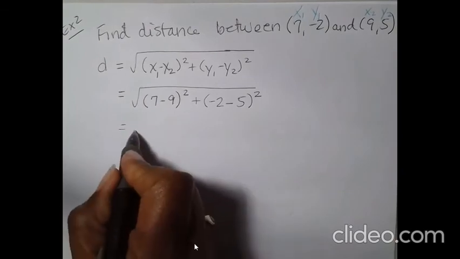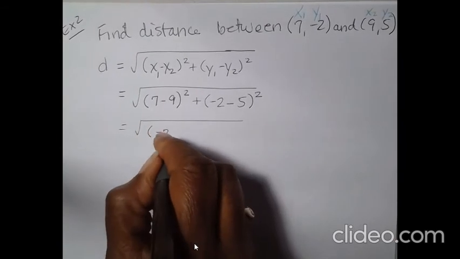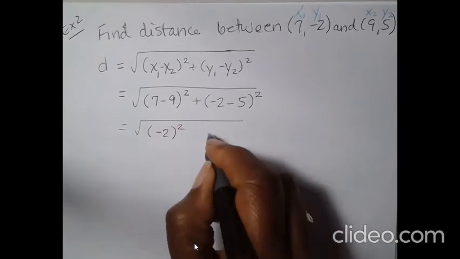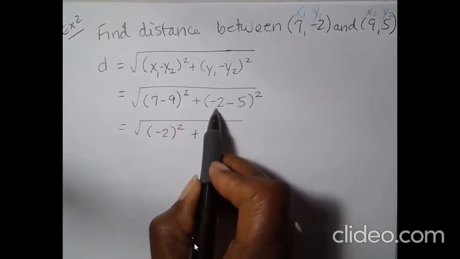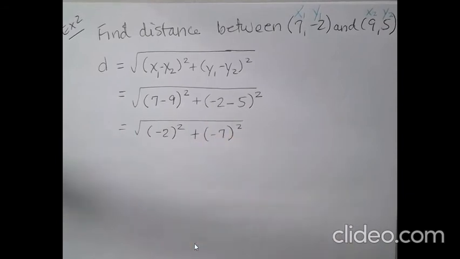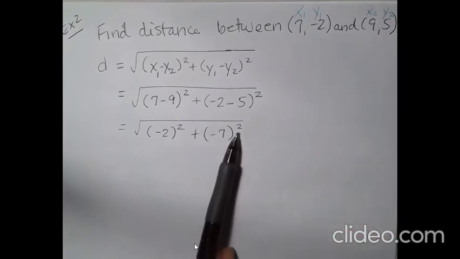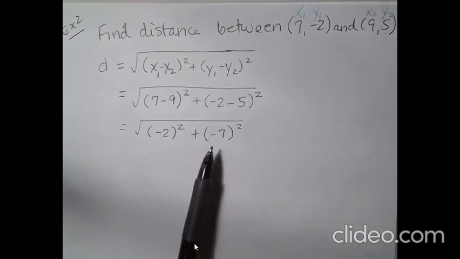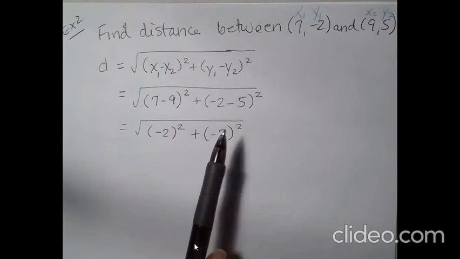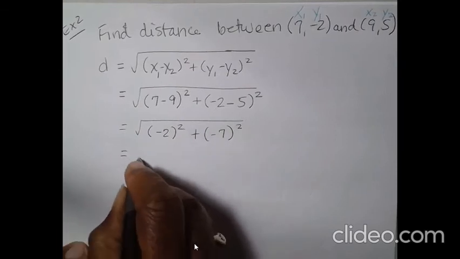So equals the square root of 7 minus 9 is negative 2 squared plus negative 2 minus 5 is negative 7, also squared. Why it doesn't matter which one you make 1 and 2 is that once you square it, it doesn't matter if it's negative or positive, you're still going to get the same answer.